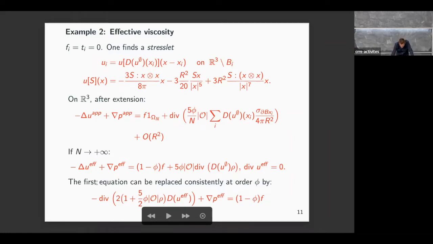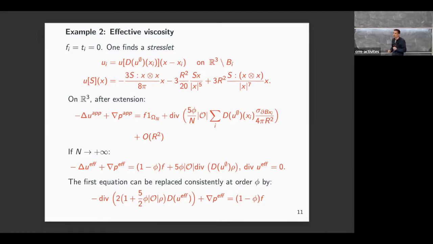So at the end of the day, actually, you can rewrite the whole equation like this, where you see that the original viscosity coefficient, which was 1, is replaced by some variable coefficient, which involves the limit density of the empirical measure. Sorry. What is phi again? Phi is the volume fraction.